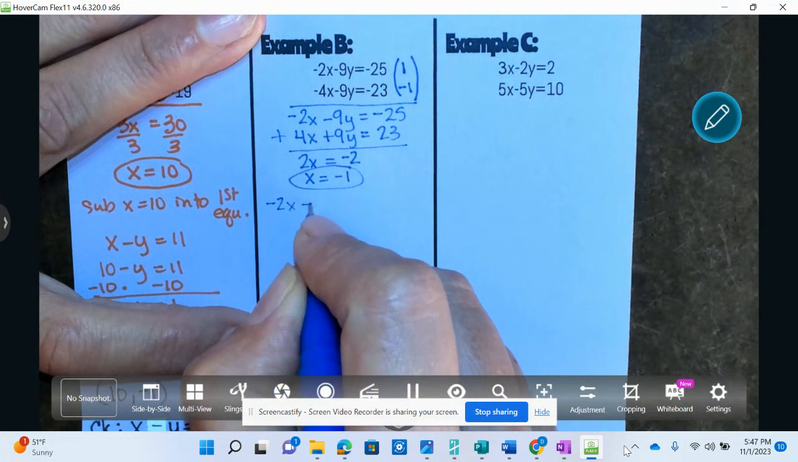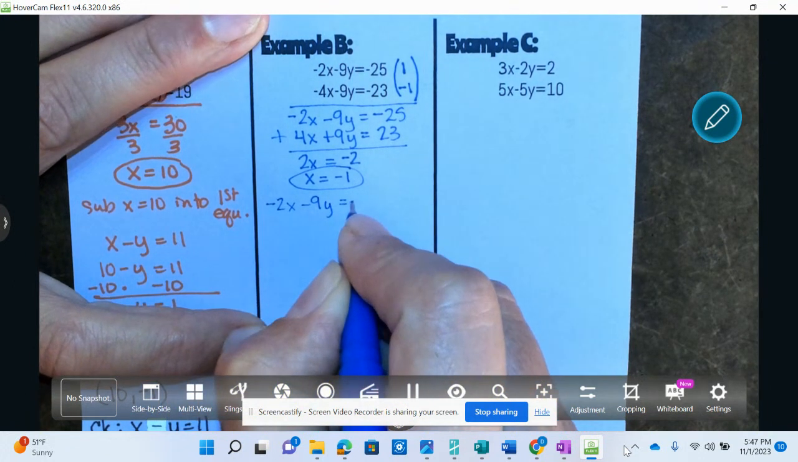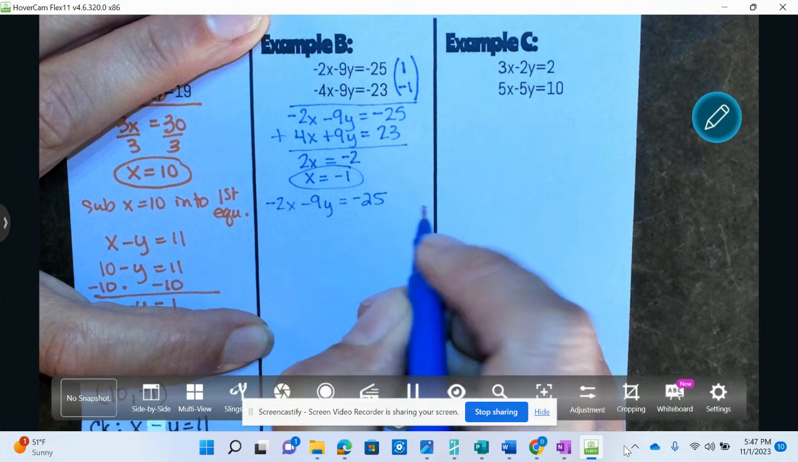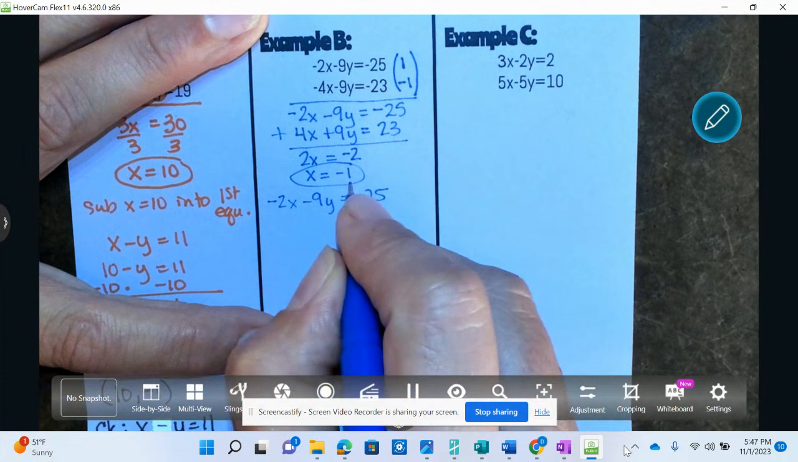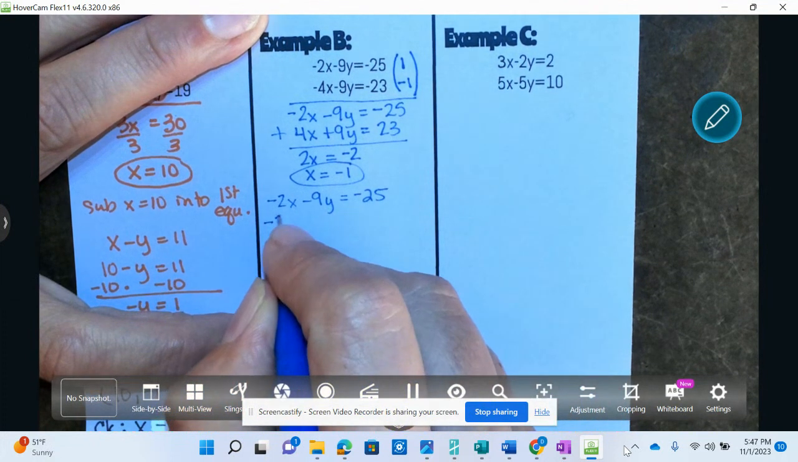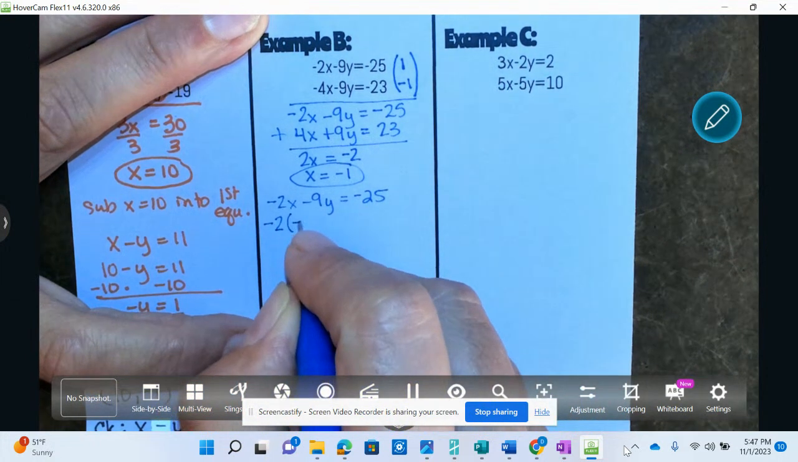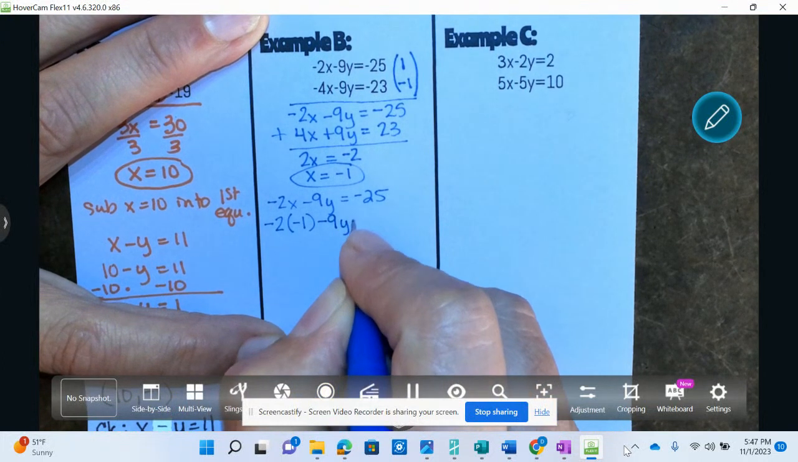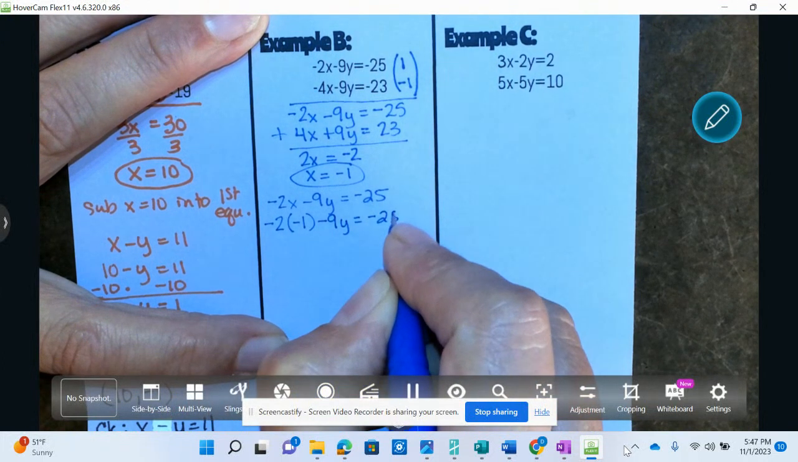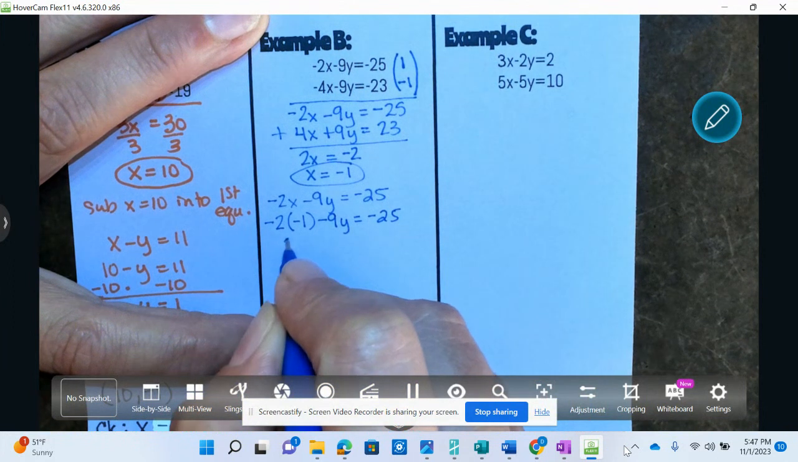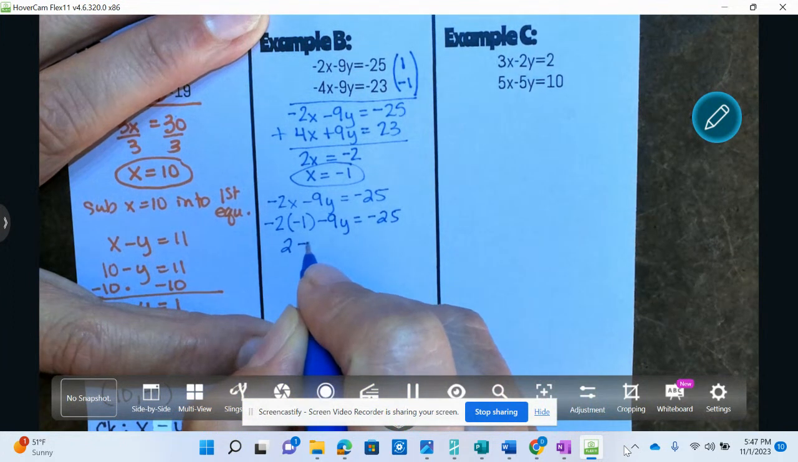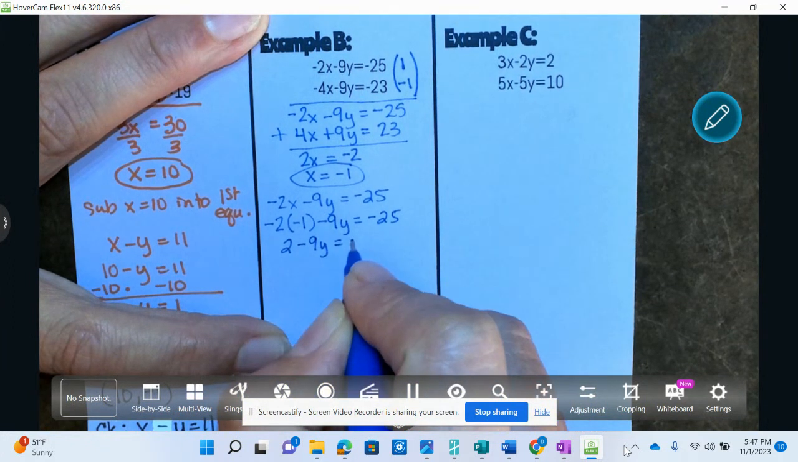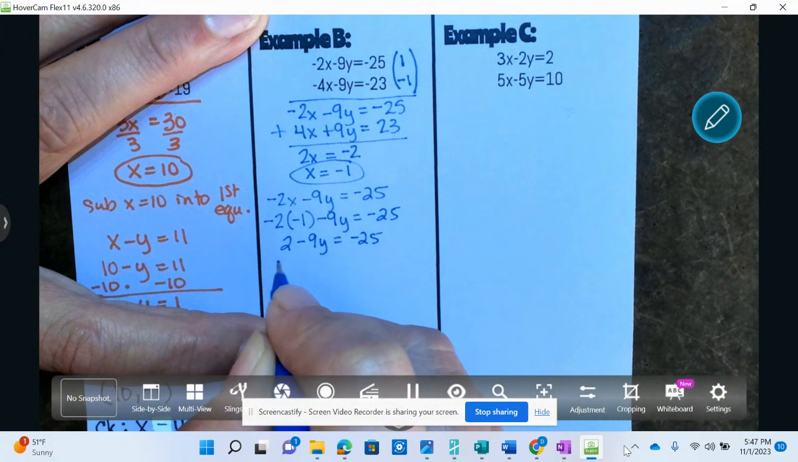Negative 2x minus 9y equals negative 25. Be very careful when you substitute in for a negative. Remember to put that in a parenthesis. Negative 2 times x, which is negative 1, minus 9y equals negative 25. A negative times a negative is a positive. 2 minus 9y equals negative 25.